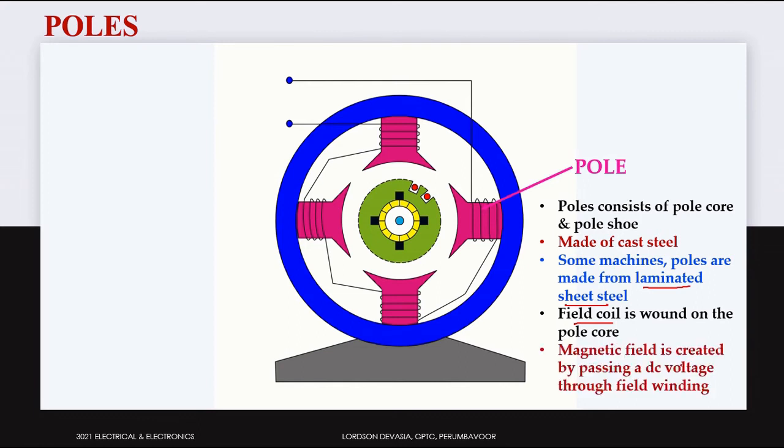Then a magnetic field is created by passing a DC voltage through the field winding.